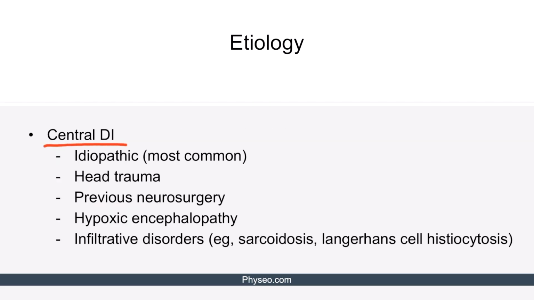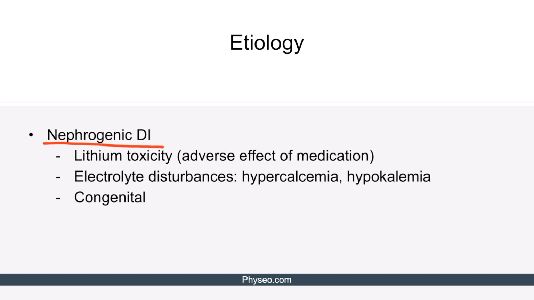However, idiopathic central DI is the most common. Other causes include head trauma, previous neurosurgery, hypoxic encephalopathy, and infiltrative disorders such as sarcoidosis and Langerhans cell histiocytosis. Nephrogenic DI can also be due to different causes. Lithium toxicity is the most common. Lithium can accumulate in the principal cells of the collecting ducts and interfere with the effects of ADH.